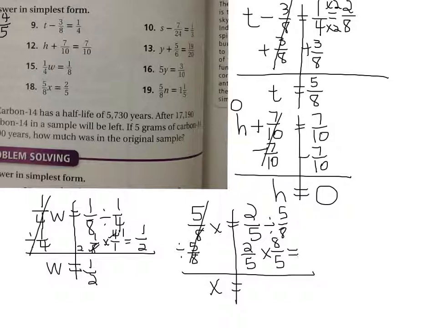No. I get 16 over 25. Do they share any factors? No. You can check your 16. 1 and 16 won't go into 25. 2 and 8, nope, they won't go into 25. Will 4 go into 25 evenly? No. It is simplified. It's going to be 16 over 25.